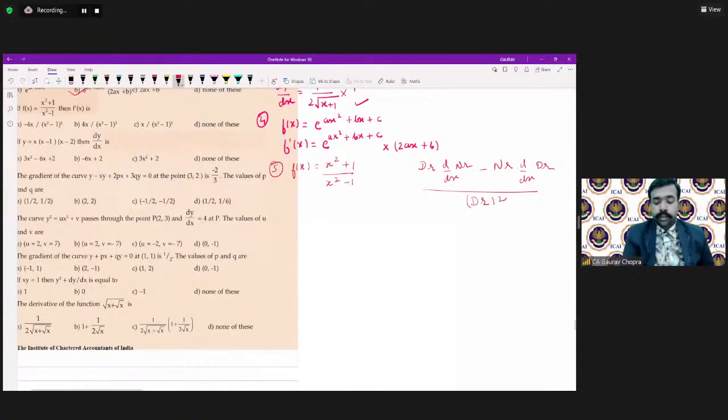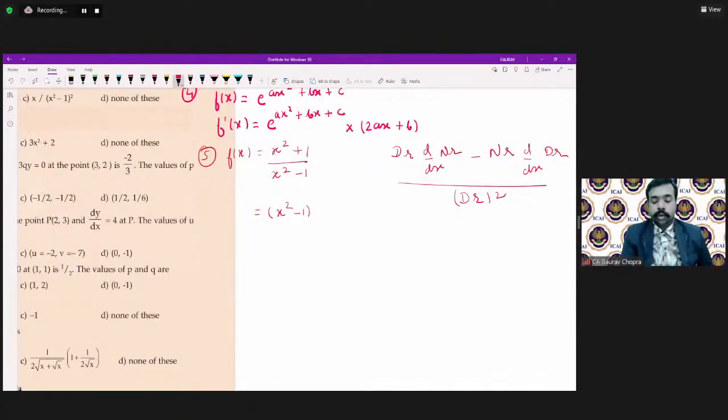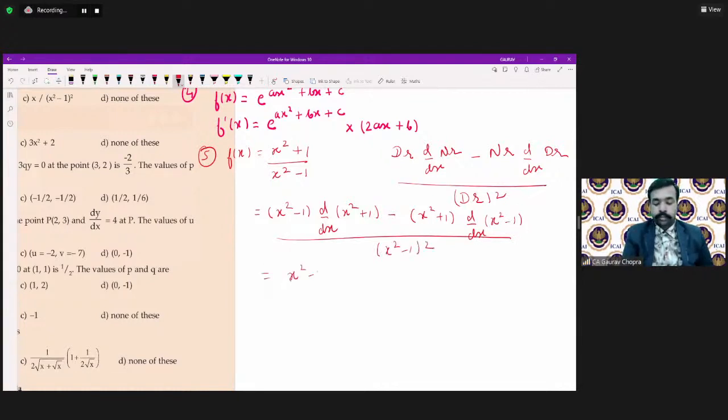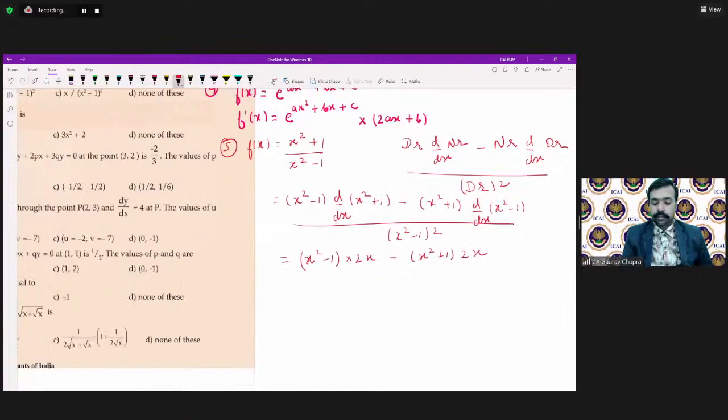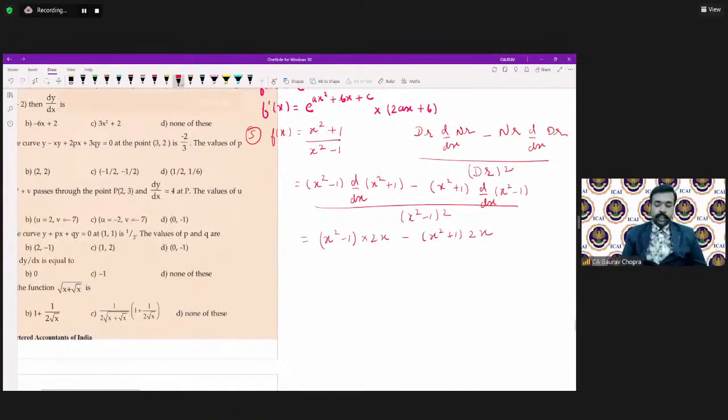So here x square minus 1 is the same. Then d by dx of x square plus 1 minus, this time x square plus 1 is constant, and d by dx of x square minus 1, whole divided by x square minus 1 whole square. So let us solve them. The derivative of x square plus 1 is 2x minus, it is again 2x, whole divided by x square minus 1 whole square.